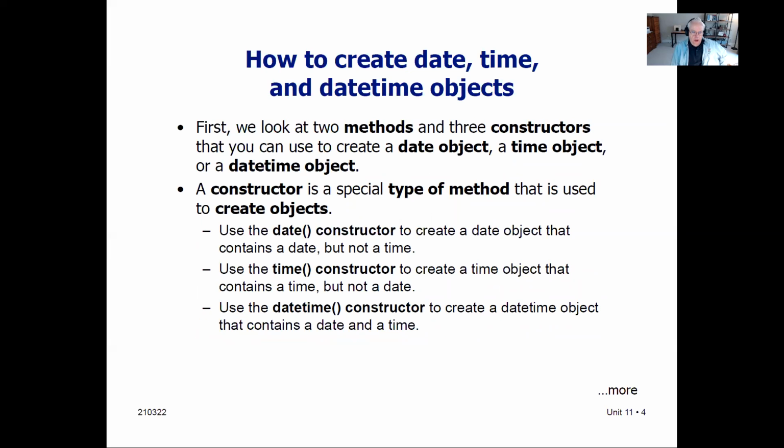So first off, we're going to look at a couple of methods and 3 constructors to create a date object, a time object, and a date time object. So a date object has month, day, year. A time object has hours, minutes, seconds, milliseconds, maybe even microseconds. And then a date time object has all of it.